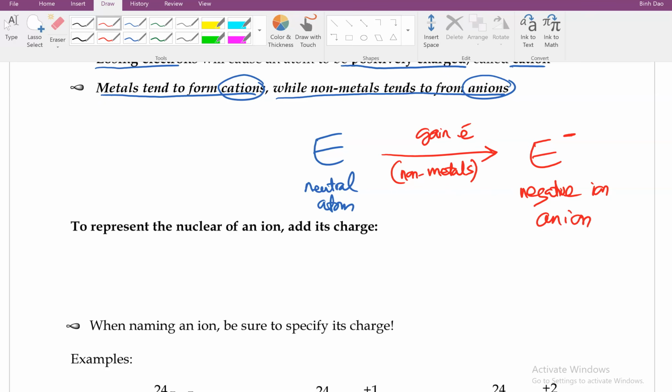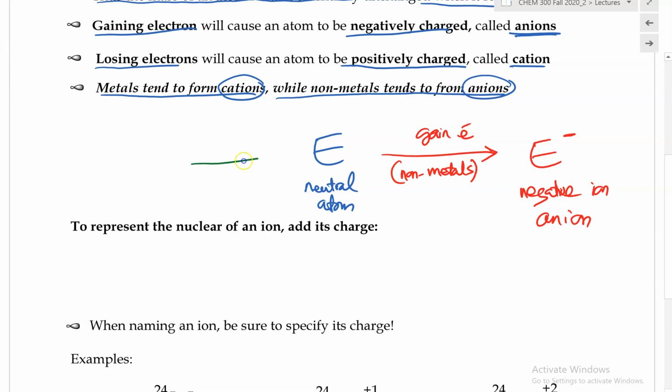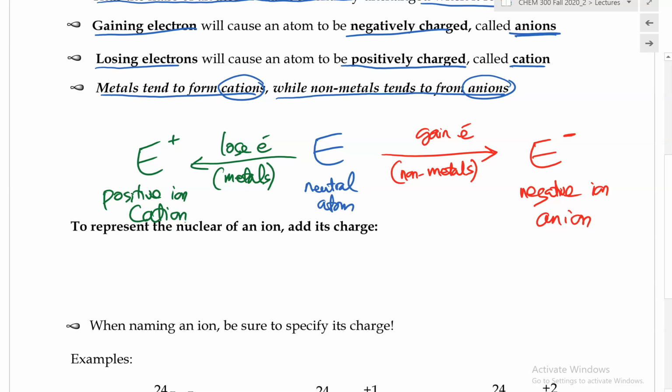Versus if the atom were to lose an electron, and this will be the property of the metal. Metals like to lose or give up electrons. And because now we have a neutral atom and it loses an electron, it will then become positively charged. And this is where we will put the positive charge. So this becomes a positive ion. A positive ion is also referred to as a cation. So rather than say positive ion, we can simply use the word cation to represent it.